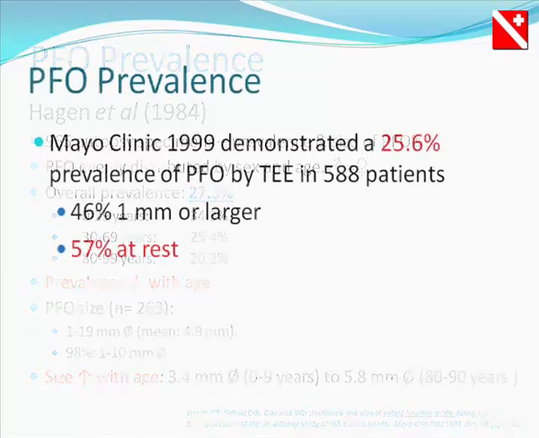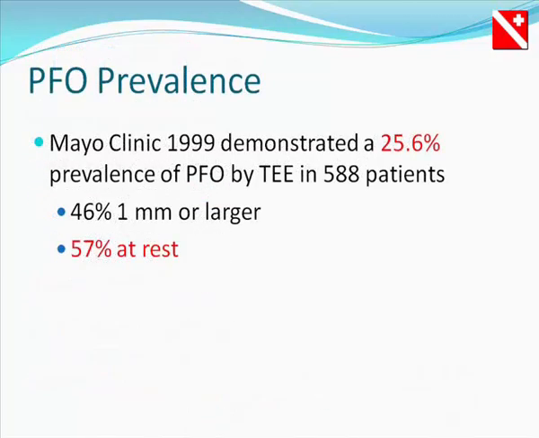In a subsequent study of TEE patients, they found pretty much the same prevalence, about 25%, but they found that out of those, half were shunting at rest. In other words, when they did a contrast study, these people were shunting even though they weren't doing a Valsalva. And technically that would mean they had a functional atrial septal defect. And that's really where we're trying to go.